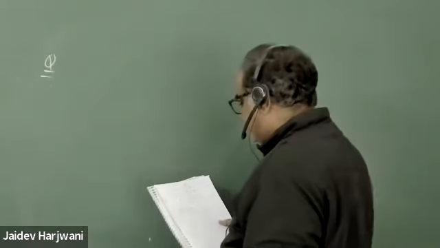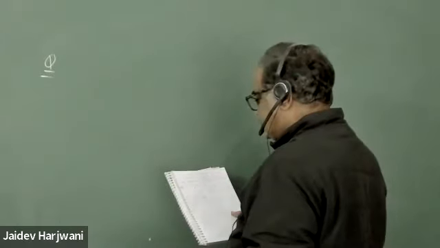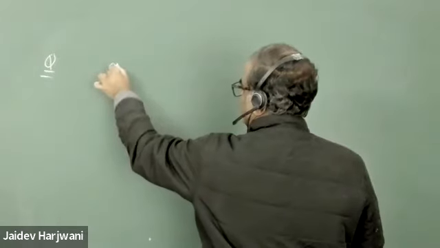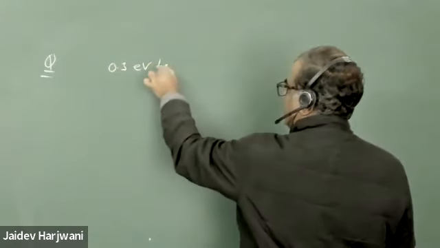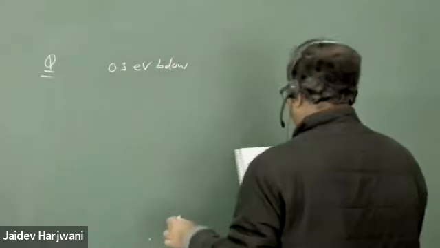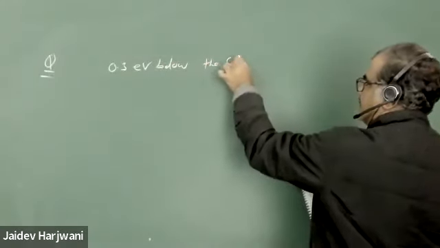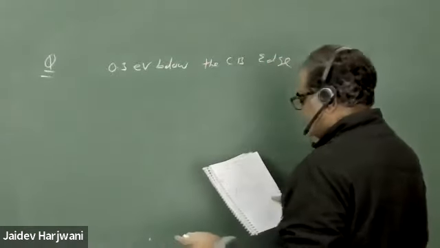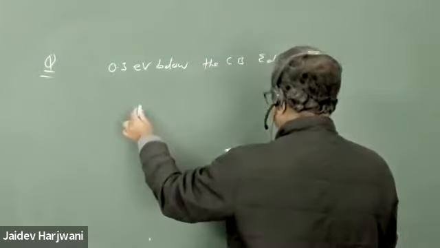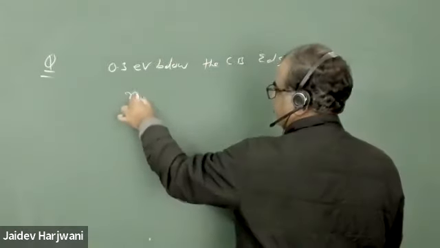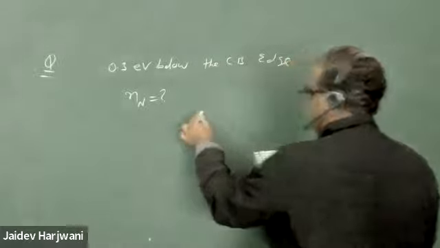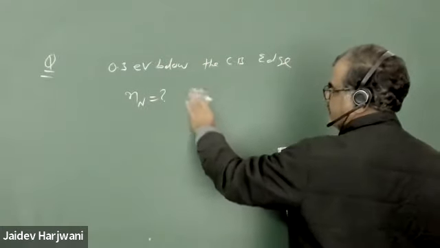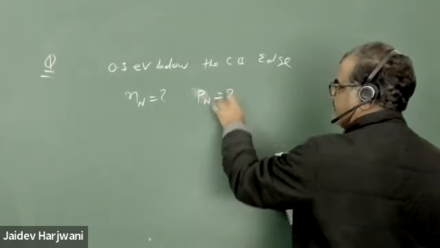In an n-type silicon sample, the Fermi level is 0.3 electron volt below the conduction band edge. Find the electron and hole concentration in the sample. An n-type sample is there, so find the concentration of electrons and the concentration of holes in the sample.